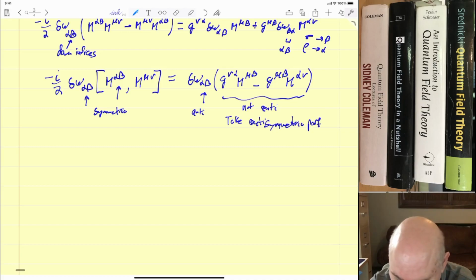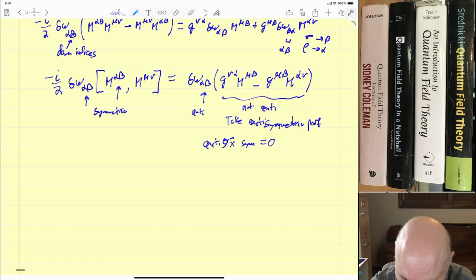By the way, the symmetric part always vanishes, because when you multiply an anti-symmetric times a symmetric, you're going to get 0. So you're not losing anything by taking the anti-symmetric part of this. And to take the anti-symmetric part of a 2-index tensor is very easy.